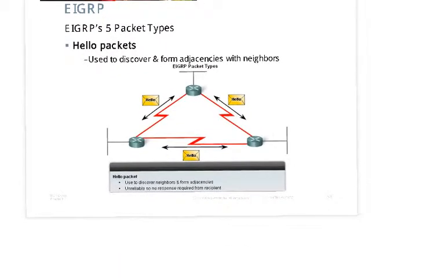As we said, because EIGRP uses partial and bounded updates, it needs to discover and maintain and manage the neighbors around it. Okay? And for that purpose, we use what we call hello messages. So the hello messages, they get communicated in unreliable mode.